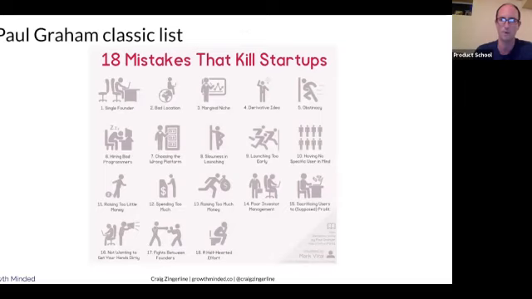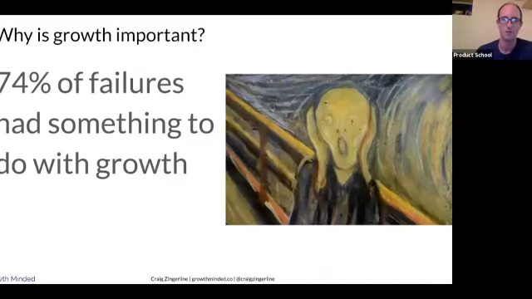So Paul Graham, I think this was back in 2004, put together a really long blog post, and this guy, Mark, put together this visualization, which is pretty cool. I just found it on the internet. But these are the 18 mistakes that kill startups. And again, product isn't really mentioned in here, right? So what this points out is that growth is just absolutely critical.